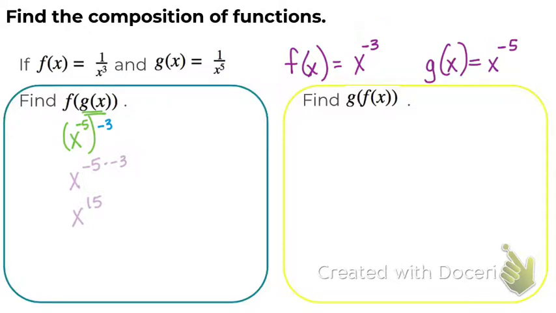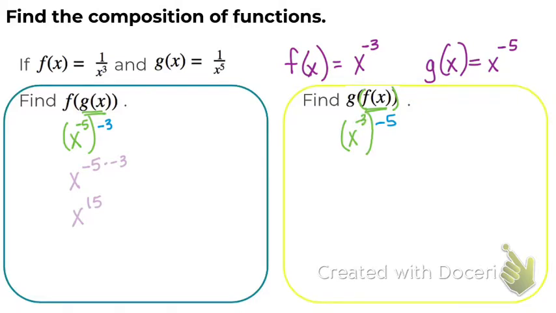So this one is asking us to substitute f of x into g of x. So I'm going to start off by writing what g of x is, and then I'm going to erase that x, and instead of x, I'm going to write what f of x is, because I'm substituting f of x into g of x for x.